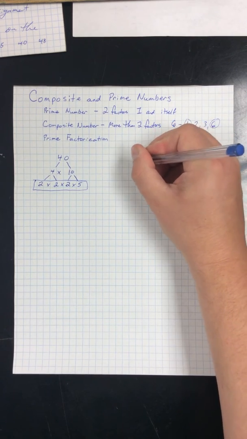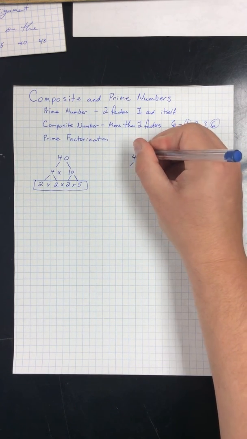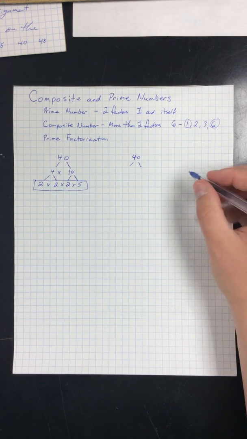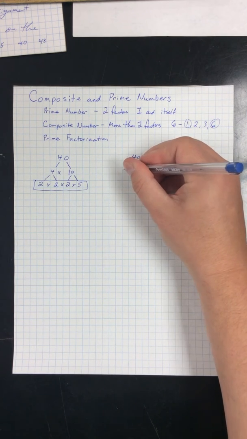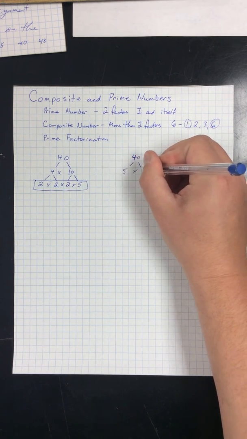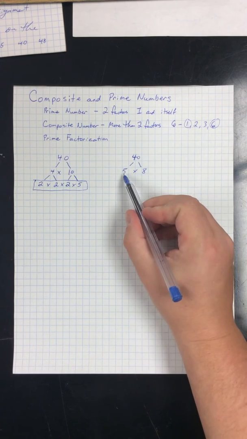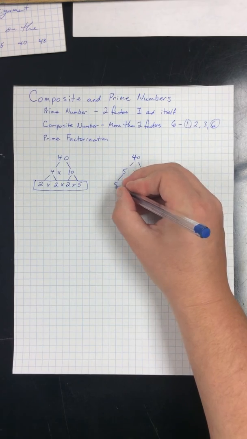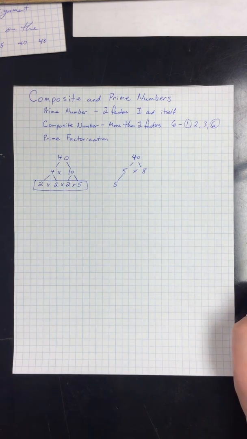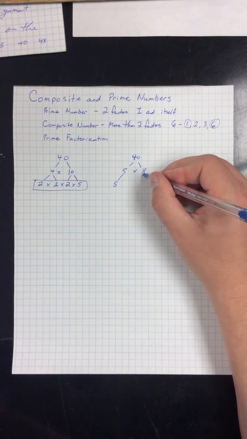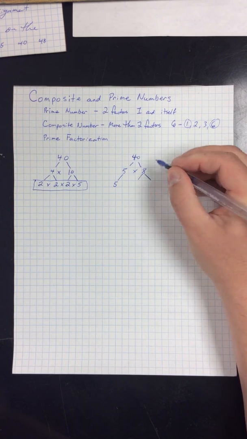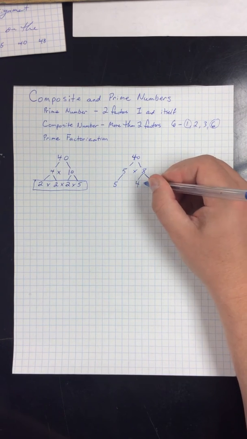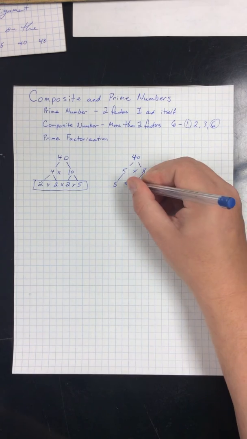So let's do another one. Let's choose some different numbers. And let's start with 5 times 8, which is 40. 5 multiplied by 8. In this case, I get a prime number right away. I want to keep it. So I'm just going to bring it down, but I'm not going to break it down anymore because I can't. 8 is composite, so I am going to break it down. In this case, I'm going to do 4 times 2.